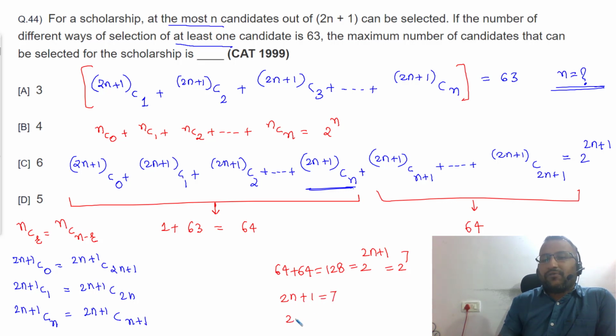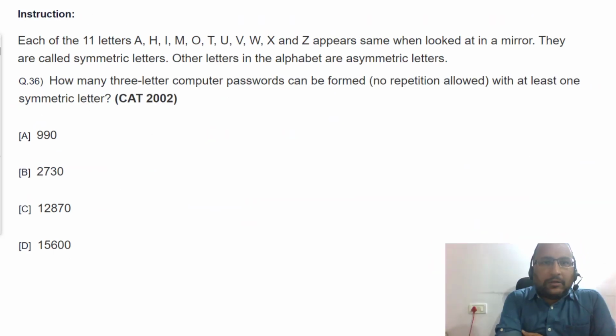So if you solve this further, you will get n is equal to 3. So the maximum number of candidates that we can select is 3 over here. This is how we can solve this question. The next is question number 36.